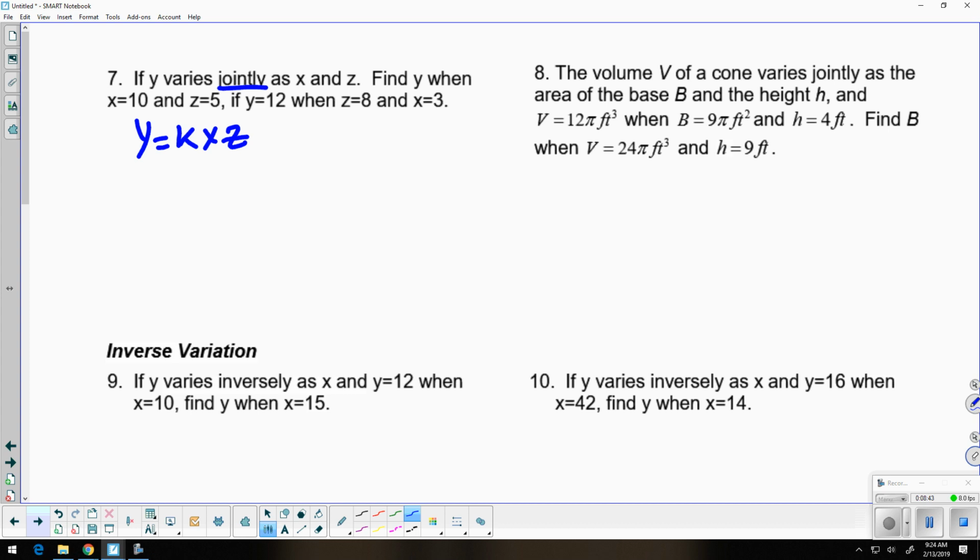So the finding part is actually listed first. This is what we're going to do at the last part of the problem, is find y when x is 10 and z is 5. But we first need to know what k is.